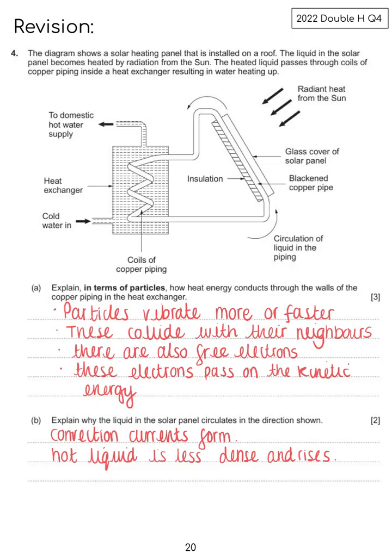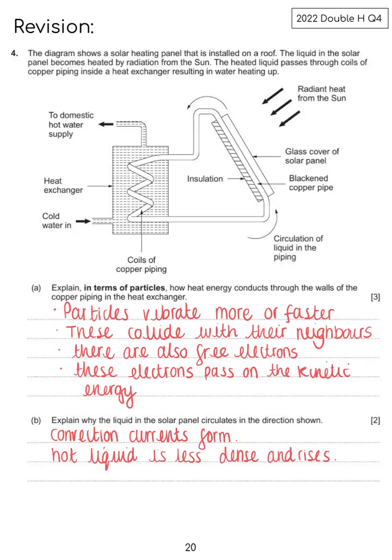So you want to talk about your particles vibrating more or faster as they gain energy, colliding with their neighbours, and because it's copper, we can also mention there are free electrons that also pass on the kinetic energy, and that speeds up the process of conduction. For part B, explain why the liquid circulates in the direction shown.